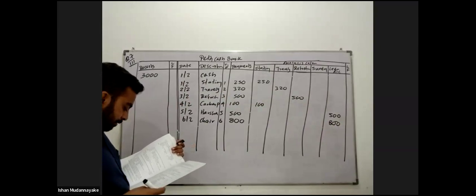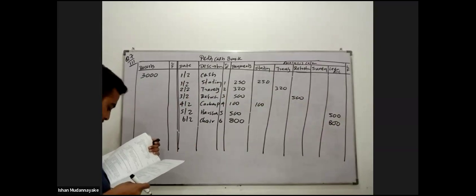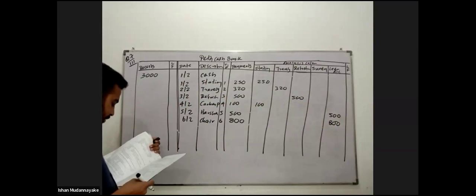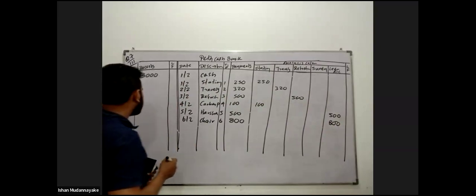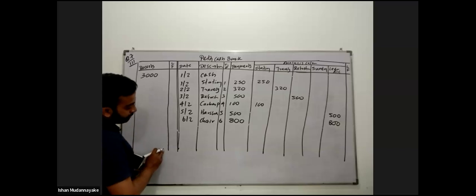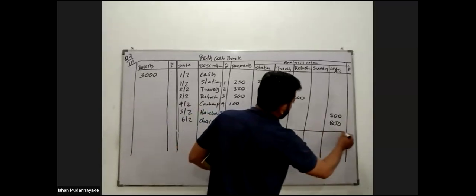9 February, expenses reimbursed. Before the end of the month, the accountant reimburses the petty cash payments. The accountant reimburses the petty cash amount.